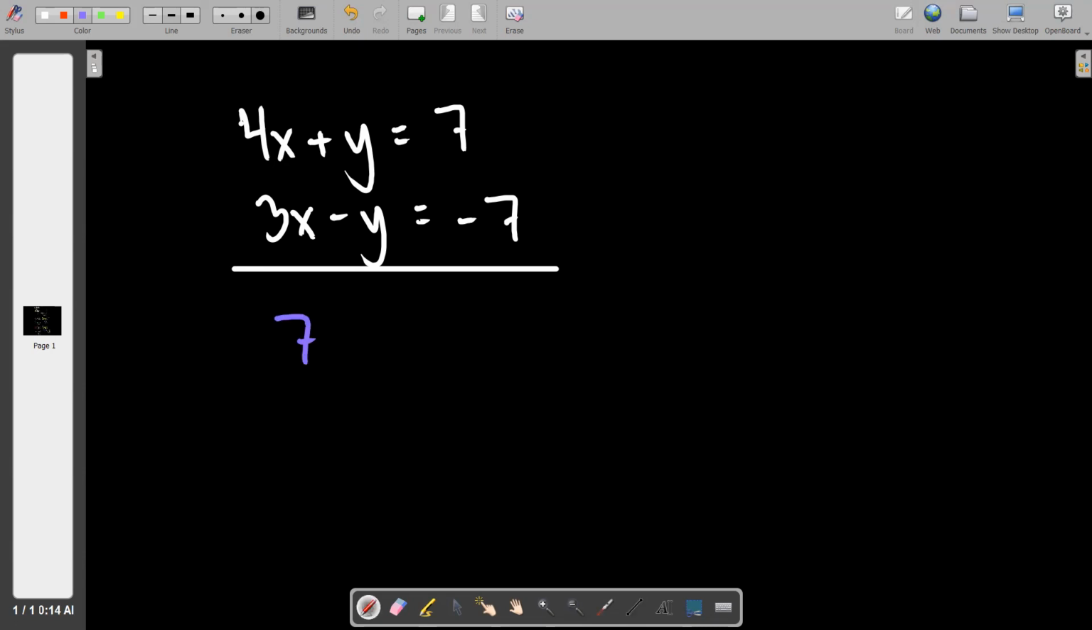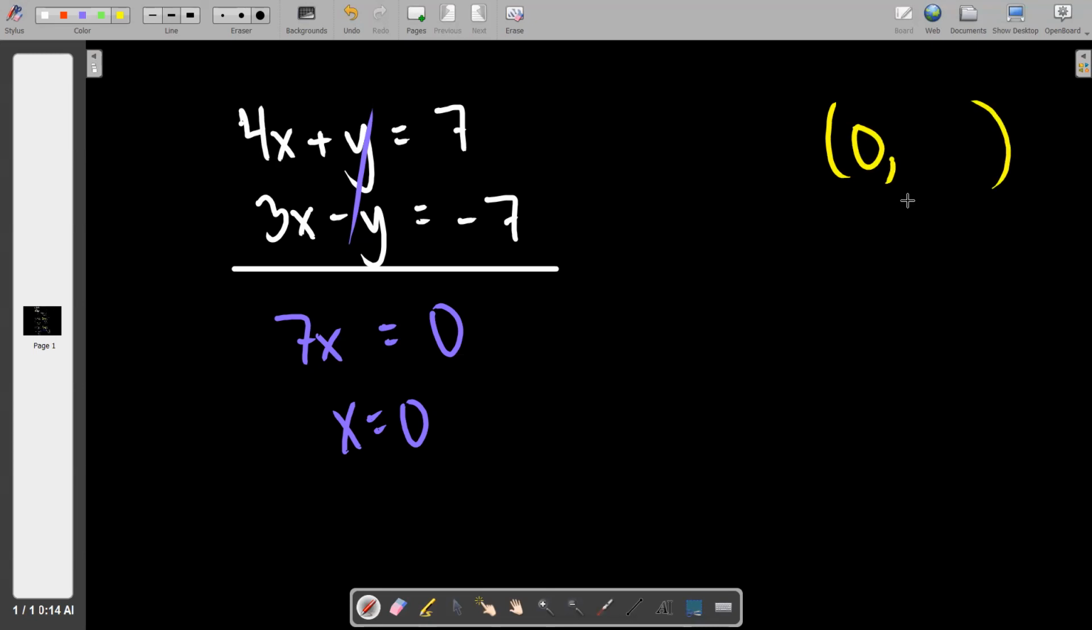7x. We get 7 X's. The Y's go poof. And what is 7 plus negative 7? 0. And I just wanted this example in here to remind you that this doesn't mean you've done something wrong. 0 is like just a number. Divide both sides by 7. What's X? 0. So our final answer has a 0 in the first slot, right?